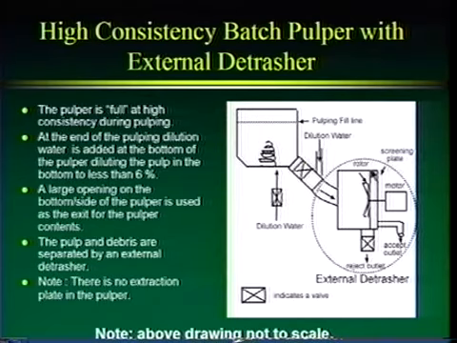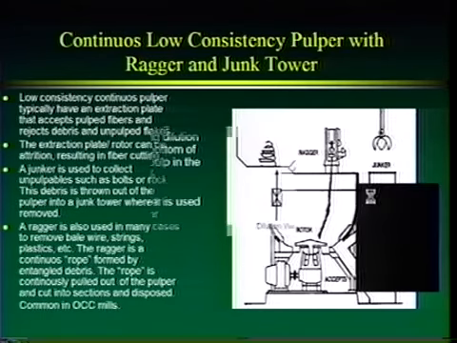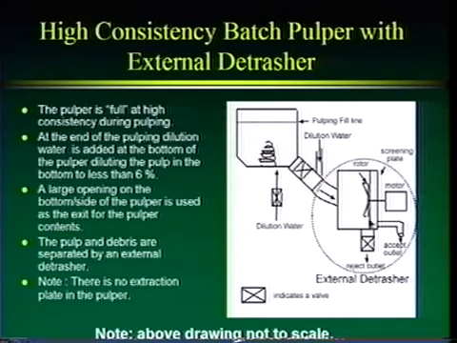The external detrasher is a cylinder here. It's got a screening plate here at the end, and it's got a spinning rotor here. It's a little mini pulper, actually. It's a little mini continuous pulper. I never really actually thought of it like that myself, but when that pulp is coming in, some pulp is actually leaving through this screening plate.